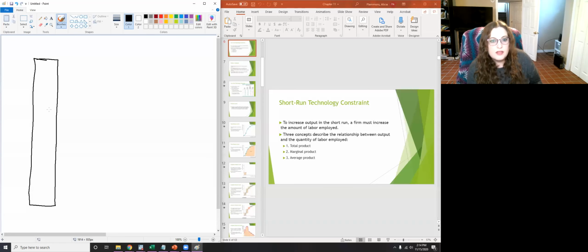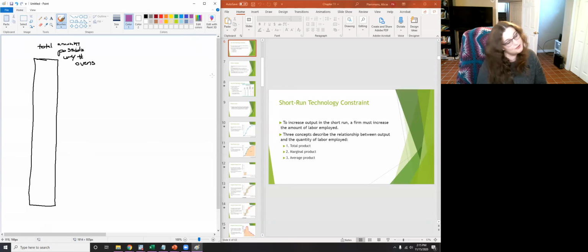Let's say that this box or bar, whatever you want to call it, represents the total amount possible of cookies that I can make with my number of ovens. So with my 1 oven, this might represent the absolute total amount of cookies that I can make. Let's say that we bring in our first worker because we're super excited about our new cookie place.